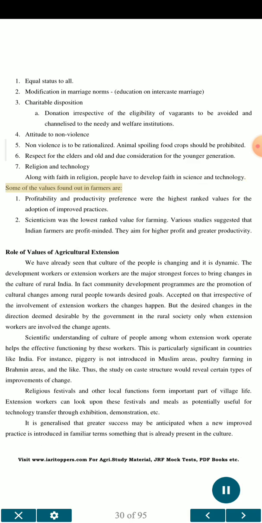Some of the values found out in farmers are: 1. Profitability and productivity preference were the highest ranked values for the adoption of improved practices. 2. Scientificism was the lowest ranked value for farming. Various studies suggested that Indian farmers are profit-minded. They aim for higher profit and greater productivity. Role of values in agricultural extension.